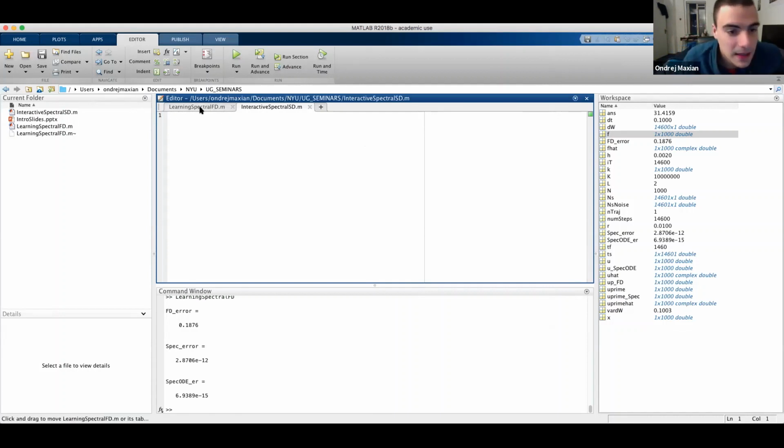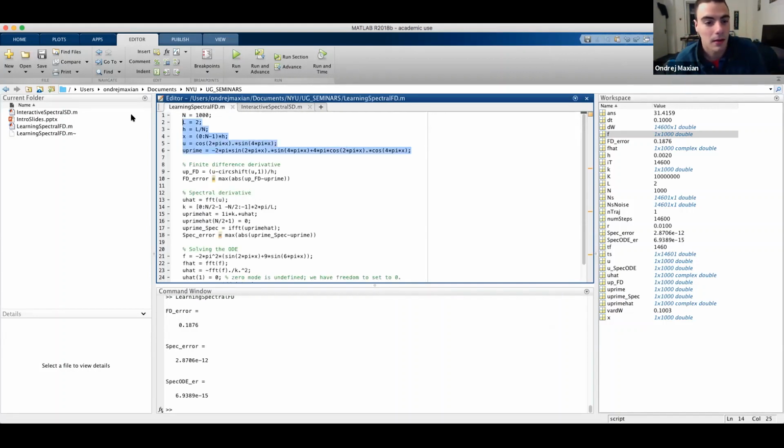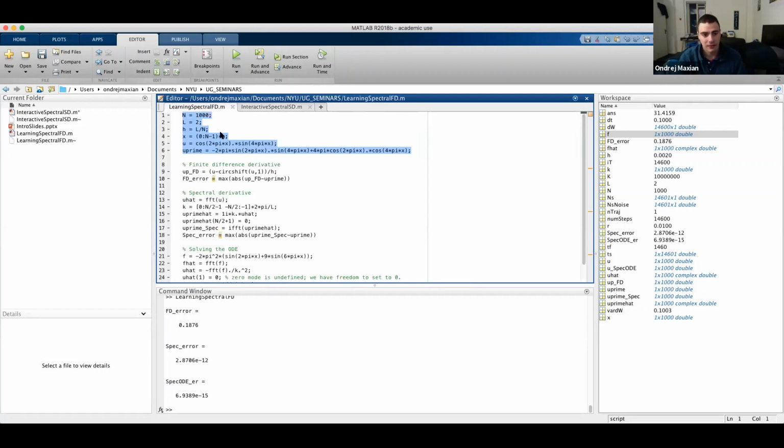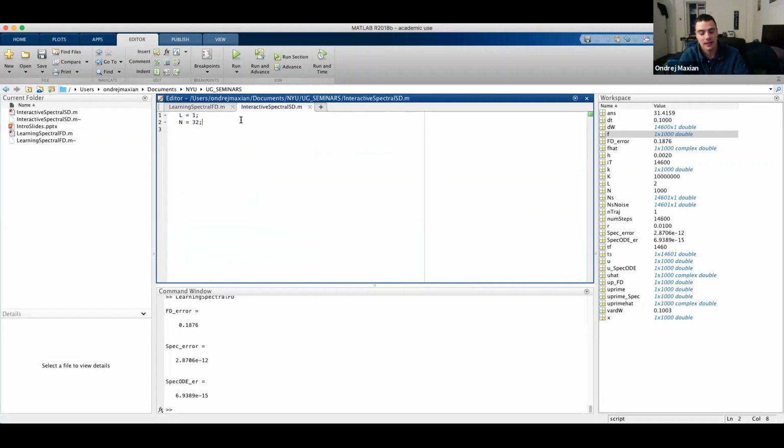Okay. So the first thing I want to do is I want us to start by looking at a function. All right, so what I want us to do first is let's pick a length of the domain. So let's say that the domain has length 1. And let's pick a number of grid points on the domain. So let's say that we have 32 grid points. So the first thing that we're going to do is we're going to make the values x.